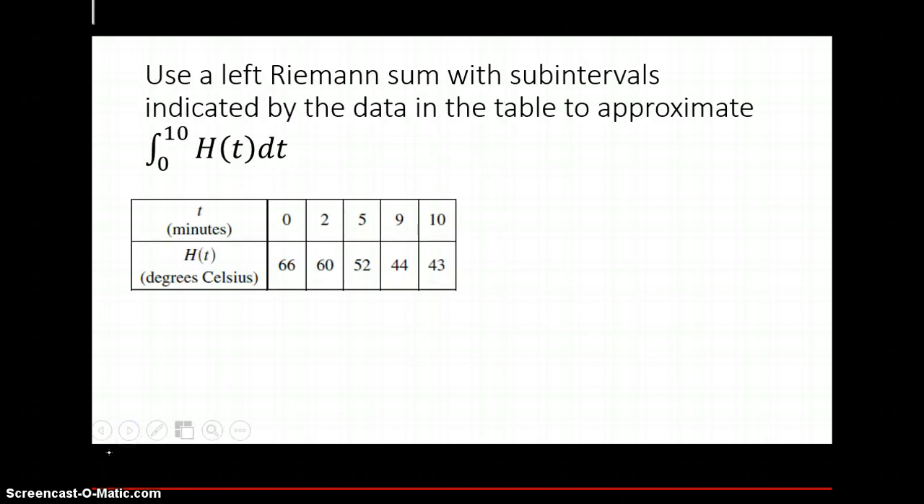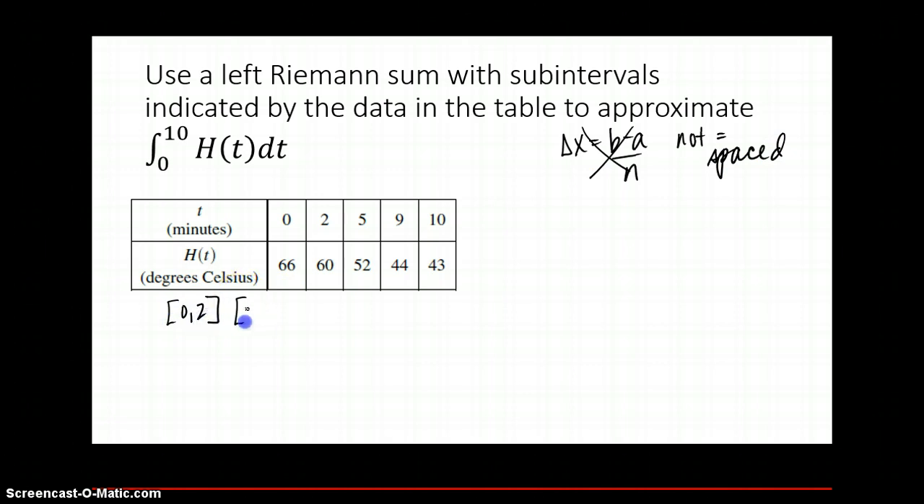Okay, last problem. Use a left Riemann sum with subintervals indicated by the data in the table to approximate this definite integral. Alright, we can't use this relationship here because the width of our intervals are not equally spaced. So let's look at the data given. We have intervals from 0 to 2, and then we have information from 2 to 5, then we have information from 5 to 9, and then we have information from 9 to 10.